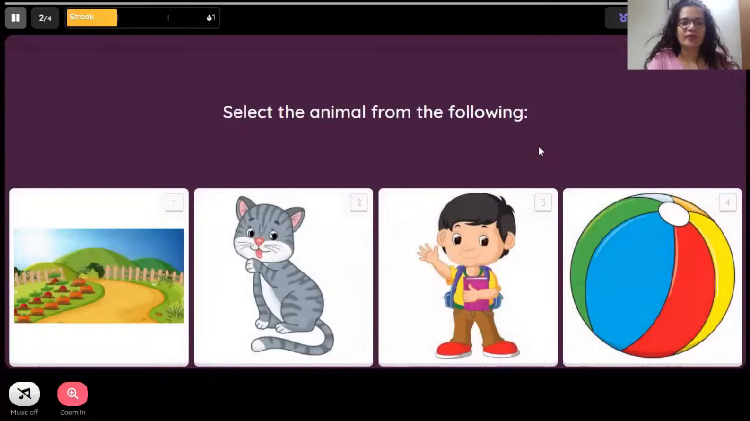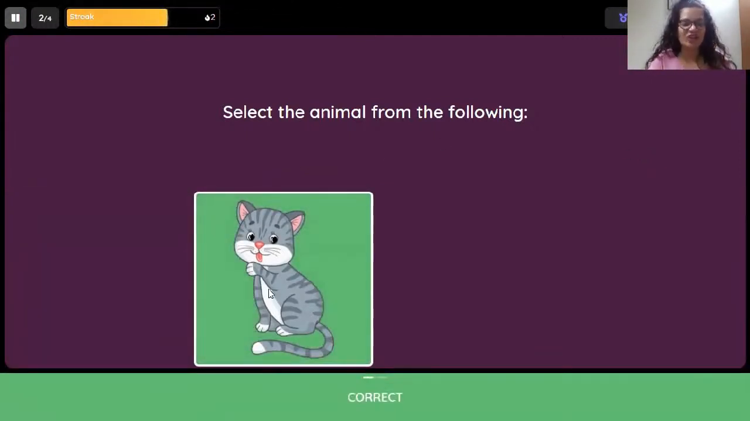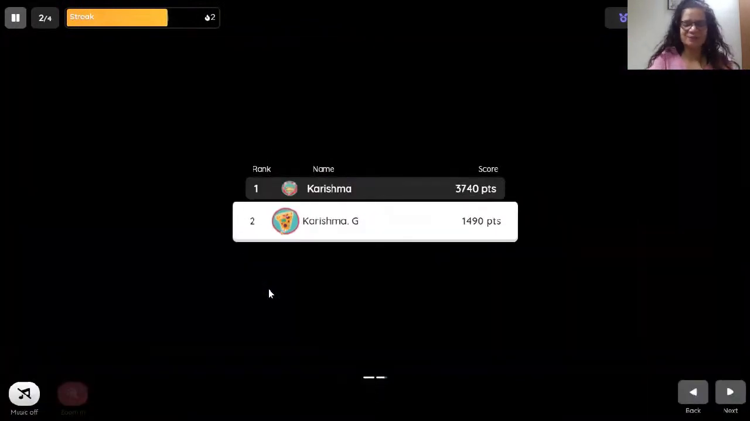Select the animal from the following. The first one I think looks like a garden, and garden is a place. Very good. Next is cat. Cat is an animal. Very good. Third is a boy. And boy is a person. Very good. Last is ball. Ball is a thing. Correct. So the animal is cat. Good job. Very good. So you understood it, right?